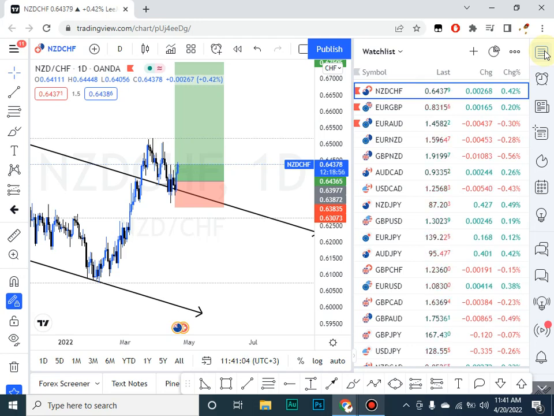So one needs to understand how the margin works, because a lot of new traders do not understand the concept of margin, how it is used, how it is calculated, and the significance that it plays in the trading career.